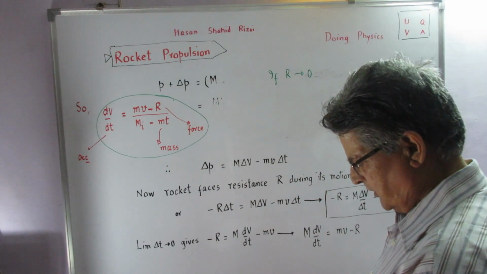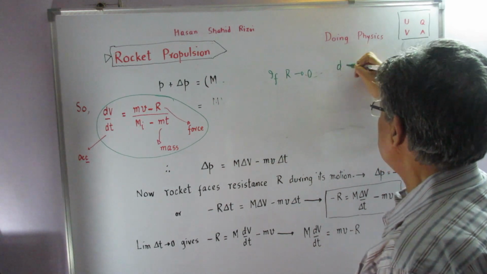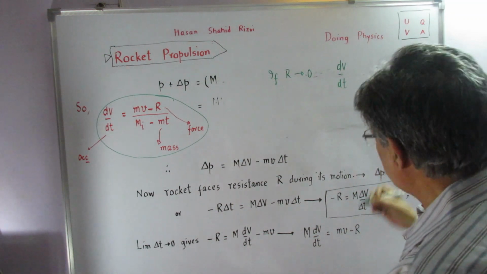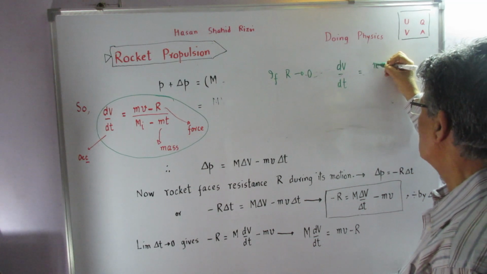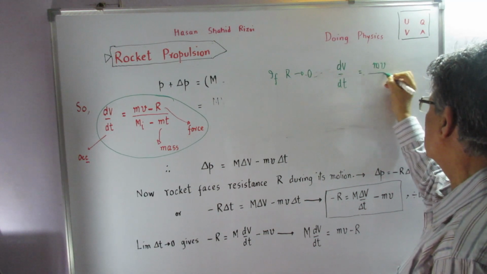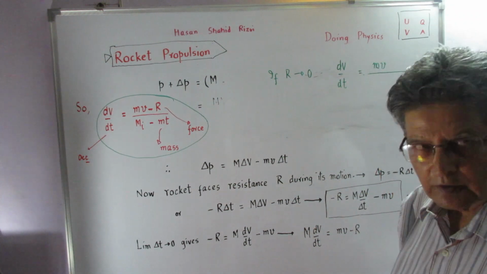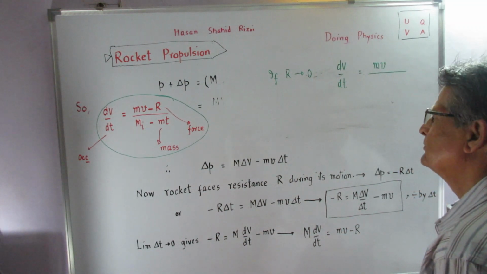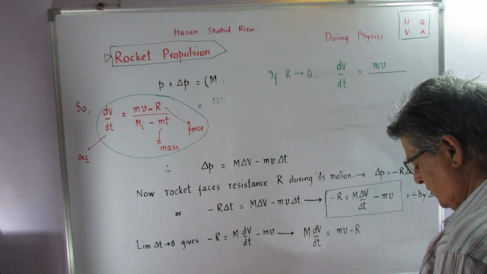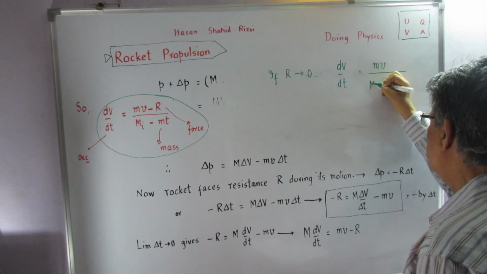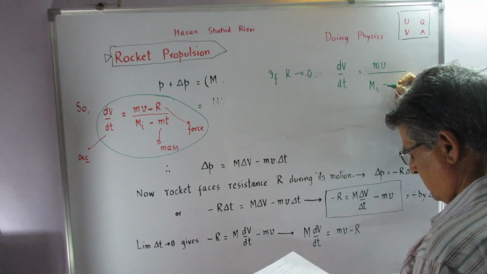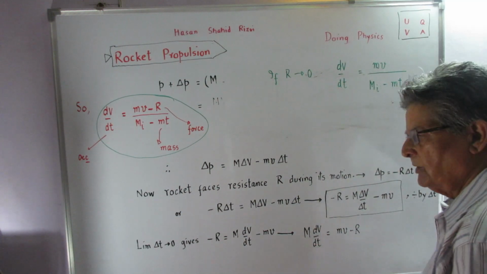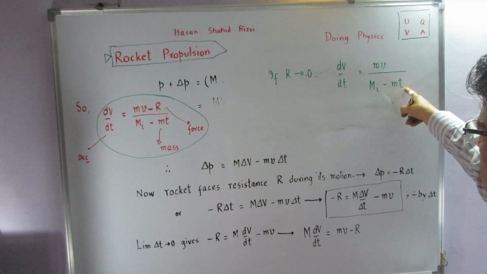So what I can write here is that dv/dt, which is the acceleration of the rocket, is equal to mv, because there is no r then. And remember, this mv here is not linear momentum, this is the force, divided by mi, the initial mass, minus mt, which is also a mass, because this is the mass per unit time and t is the time.